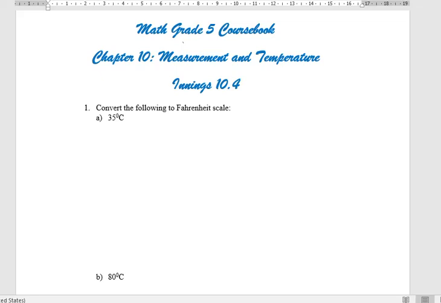In today's video, we will be doing exercise 10.4 of the chapter Measurements and Temperature. This exercise is basically based on temperature.